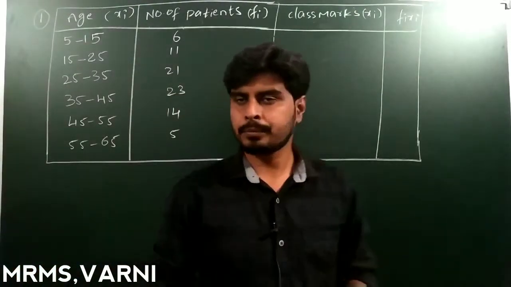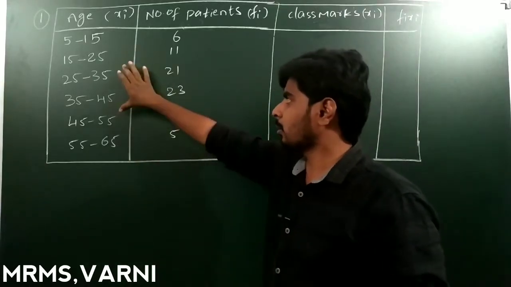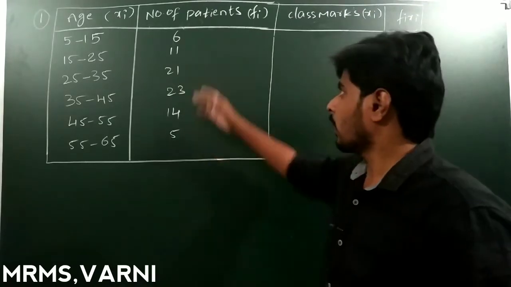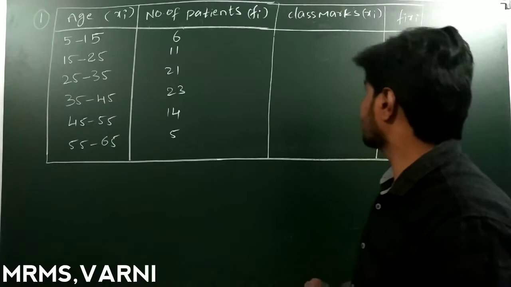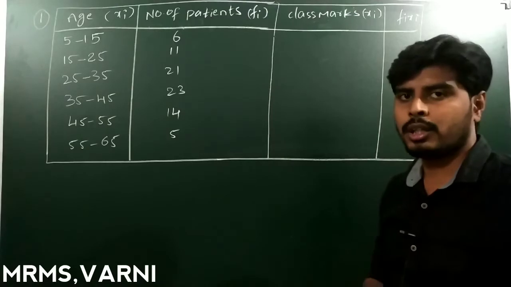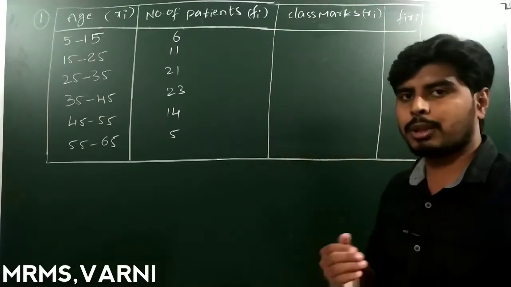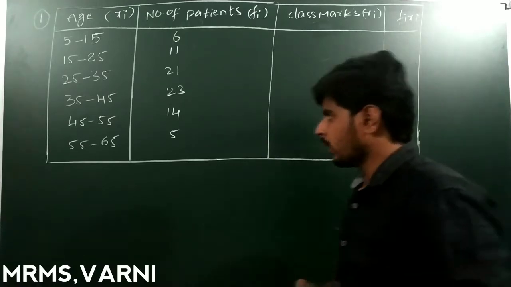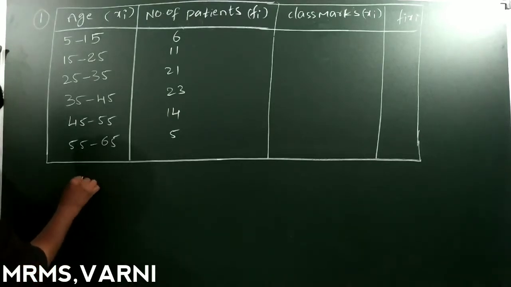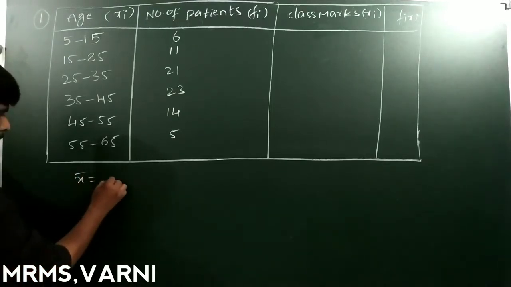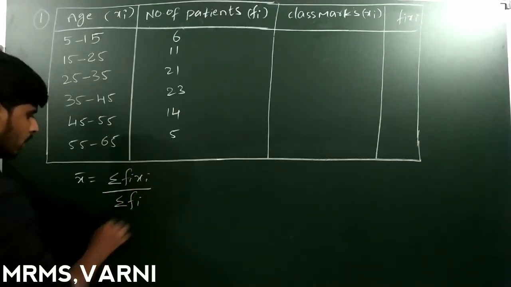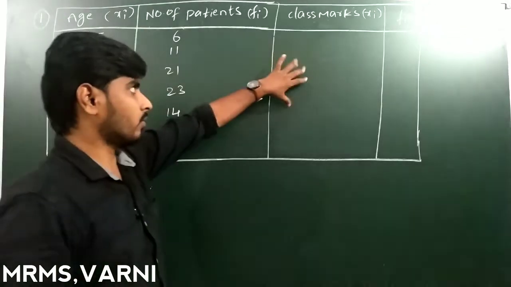This is the given data. So these are the class intervals, nothing but ages, and these are frequencies, number of patients. So we have to find class mark and Fi into Xi to find the mean. I am going to use here direct method to find the mean. Let us find first mean here. So in direct method, what is the formula? X bar, which is the mean, is sigma Fi Xi by sigma Fi. So now find the class mark first.